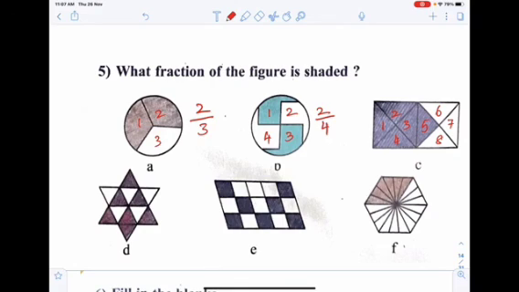Say, for example, here 1, 2, 3, 4, 5. 5 parts are shaded out of 8. Okay. So this becomes 5/8. Okay. The other 3 figures are considered as assignment.